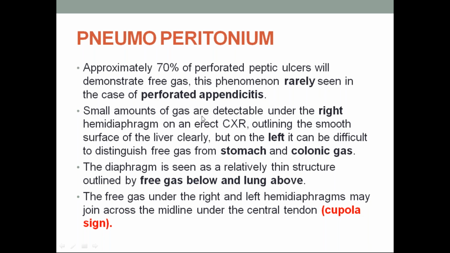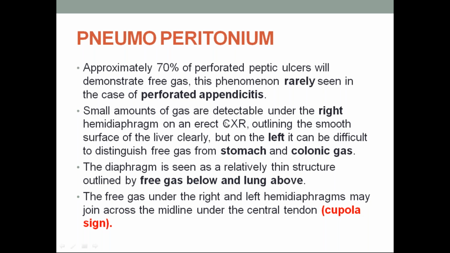Small amounts of gas are detectable under the right hemidiaphragm on erect chest X-ray. Nowadays we normally advise erect chest X-ray for the detection of any perforation. We look for any gas in the abdomen. Mostly during any perforation, we will see gas under the diaphragm. In most situations we will find gas under the diaphragm.